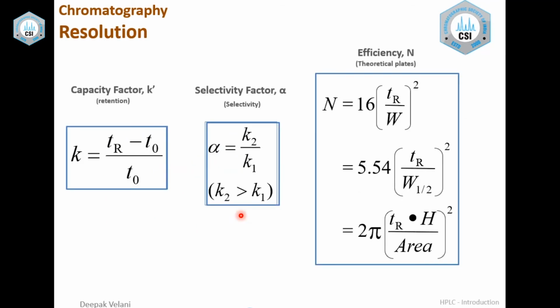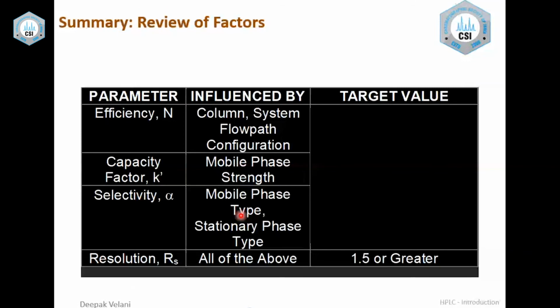These are the equations which were referred to yesterday, so I'm not going into them. But yes, the resolution is affected by the column or system part. For a single column and single mobile phase, capacity factor is mainly a mobile phase contributor. When a single column is there, yes, you can change the capacity factor as you change the column. Selectivity, yes, it is changed by the mobile phase or the stationary phase, both.